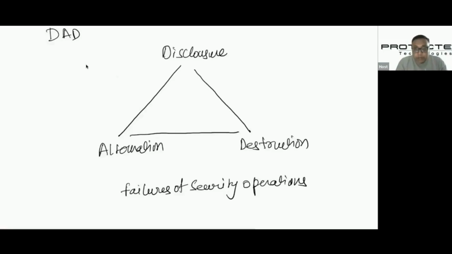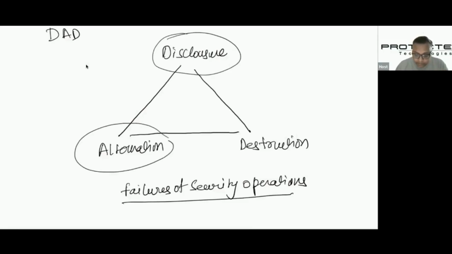Now, one of the concepts which is opposite of the CIA triad, that is the confidentiality, integrity, and availability triad, is the DAD triad. It is also called the failure of security operations triad. Many times you will be asked questions to recognize this pattern. If confidentiality is violated, what results is disclosure. If integrity is violated, what results is alteration of information. And if availability is violated, then destruction of information results. So keep in mind this particular concept.